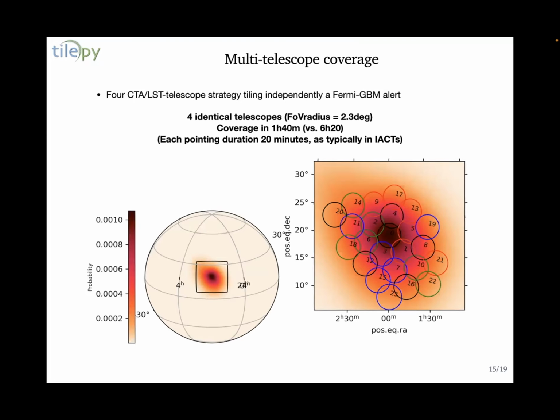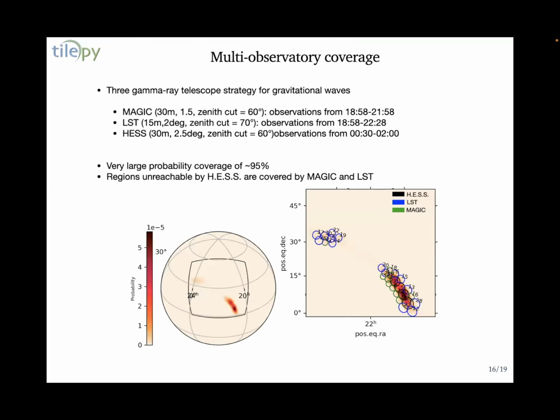Comparing to what we could do if we had only one telescope observing, we go from 1 hour, 40 minutes of follow-up to 6 hours, 20 minutes. So this is for the multi-telescope coverage, but we also check the multi-observatory coverage. This is something interesting when you have telescopes all around the globe, or in this case, MAGIC and LST in La Palma and HESS in Namibia.